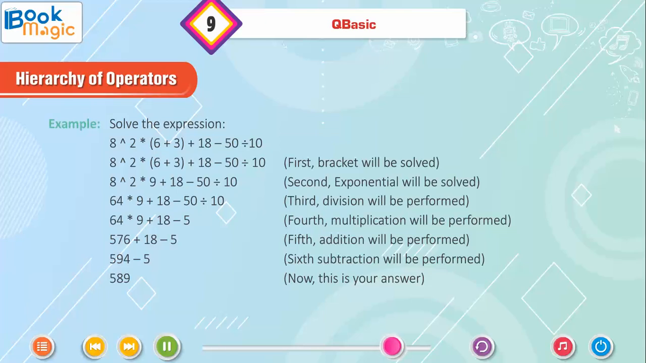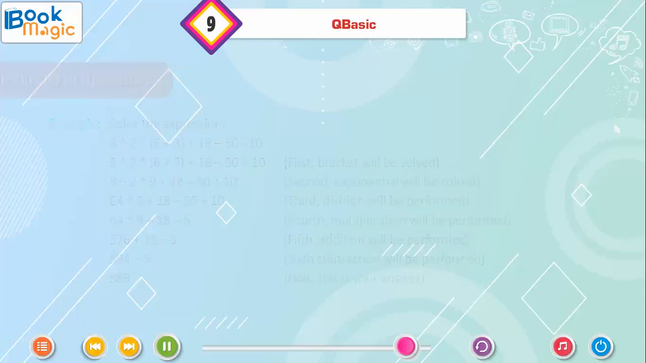Fourth, multiplication will be performed. 576 plus 18 minus 5. Fifth, addition will be performed. 594 minus 5. Sixth, subtraction will be performed. 589. Now this is your answer.